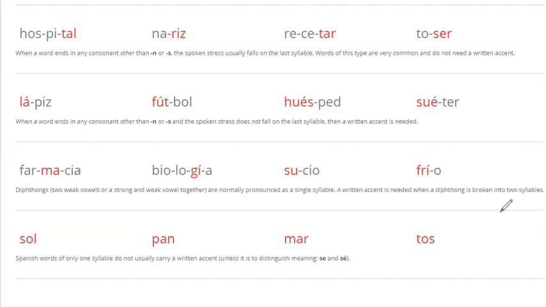Now, when you have a word that is just one syllable, or monosyllabic, that's the only stress there is. So our natural rule is to just write the word without an accent mark, because there's only one place where the stressed syllable could be, since there's only one syllable to the word. Pan, mar, dos. There's only one spot to have the stressed syllable, so there's no need to write an accent mark with monosyllabic words.